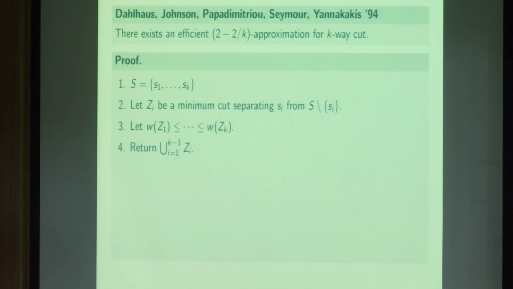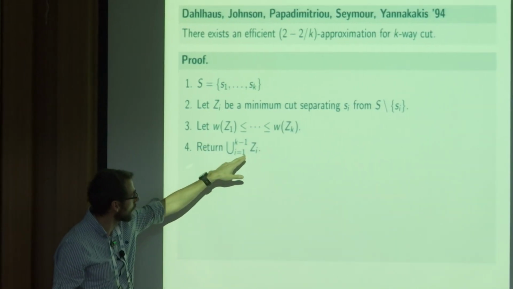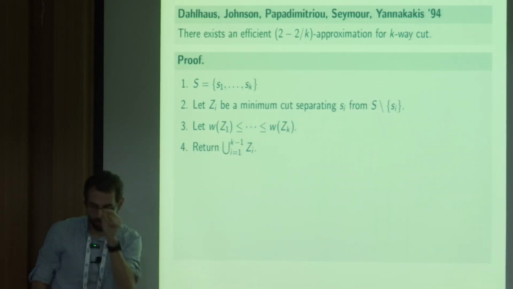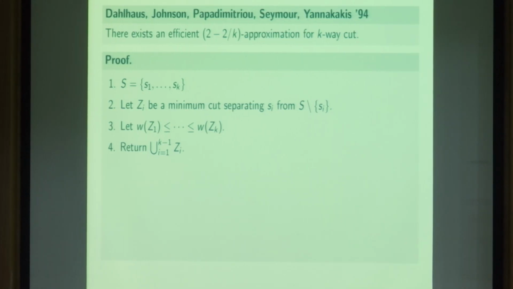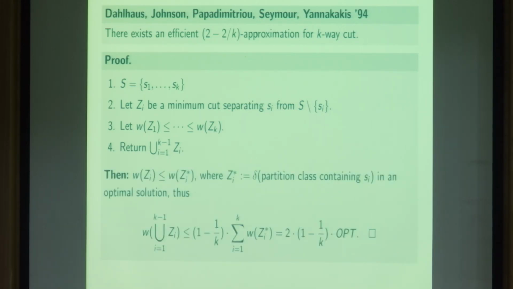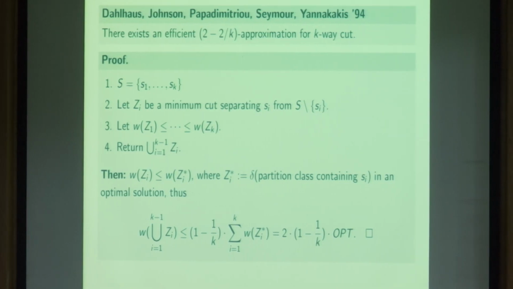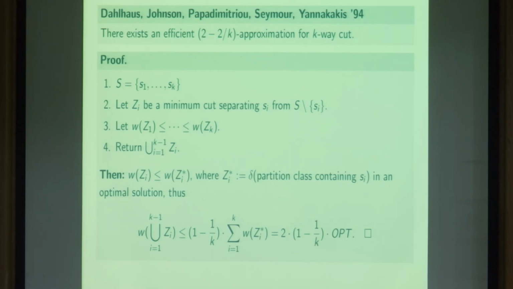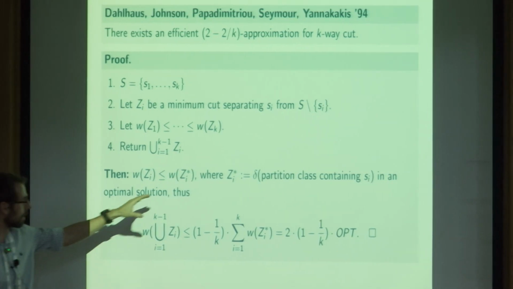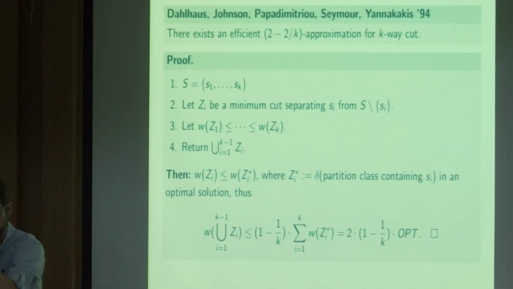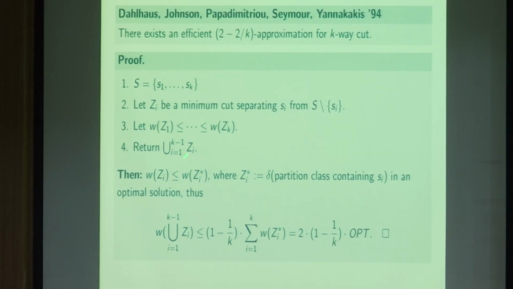Why is this good? If you take the union of these cuts, then, because Z_i is included in this union, where Z_i is the cut separating the ith terminal from the remaining ones, this will separate everyone from everyone else. You do not need the last cut because all the other cuts have already separated it. And this gives a two approximation, because if you consider an optimal solution for the k-way cut problem, then you can consider the set Z_i star, which is the part containing the ith terminal vertex in the optimal solution. Clearly, since we take a minimum cut in the second step, the weight of the minimum cut is smaller than or equal to the weight of the cut of this part in the optimal solution. And this simple calculation shows that you get a two approximation. Actually, it's even better: it's 2 minus 2 over k.